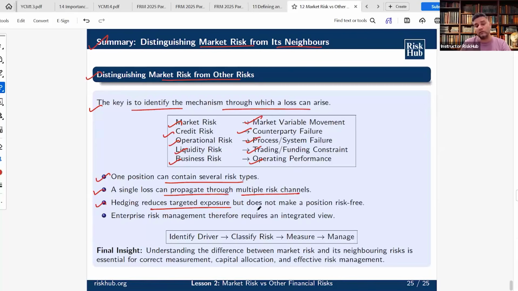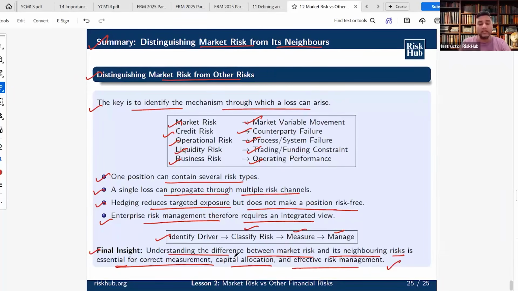Hedging reduces target exposure but does not make a position risk-free. Enterprise risk management therefore requires an integrated view: identify driver, classify risk, measure, manage. Insight: understanding the difference between market risk and its neighboring risks is essential for correct measurement, capital allocation, and effective risk management. Okay, so the slide closes with the mechanism test applied to 5 categories. You have the table on the slide, which we have already discussed. Points are restated. One position can contain several risk types, and loss can propagate through several channels. Hedging reduces target exposure without making the position risk-free. Enterprise risk management requires an integrated view. Identify driver leads to classify risk, which leads to measure, which leads to manage. That is what we need to understand.